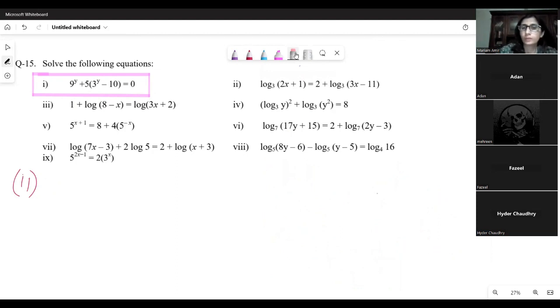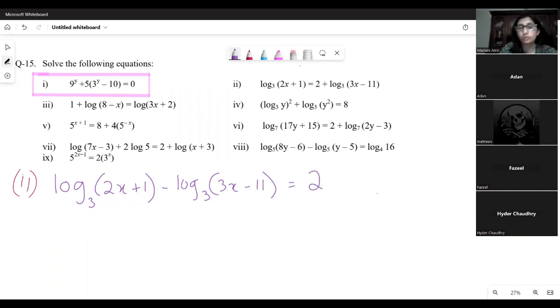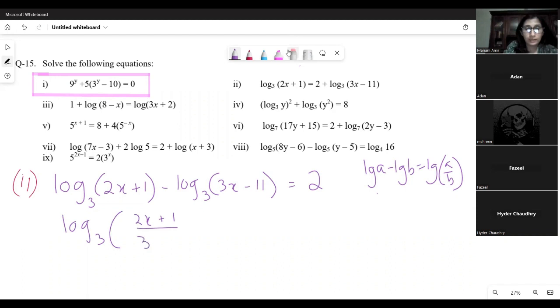There's no hidden quadratic equation here. So I'm going to bring the log terms with the variables to the same side. So log base 3 of (2x plus 1) minus log base 3 of (3x minus 11) equals 2. I'm going to combine these using property of log. Log A minus log B is log A upon B. So log base 3 of (2x plus 1) upon (3x minus 11) equals 2.